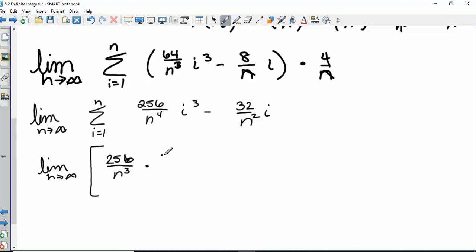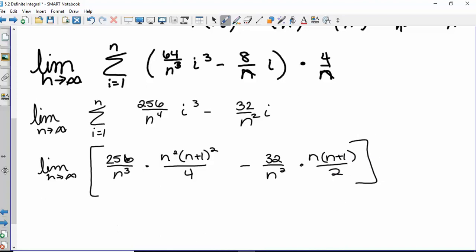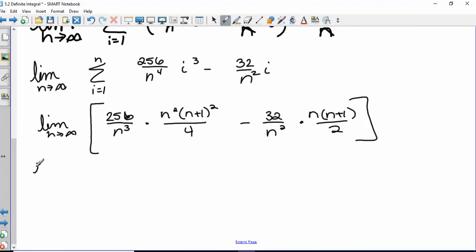Remember, i cubed is like the i formula, but if you square everything. So it's n squared times n plus 1 squared over 4. You will have to have those formulas memorized. What's the i formula? Times n plus 1 over 2. Okay.